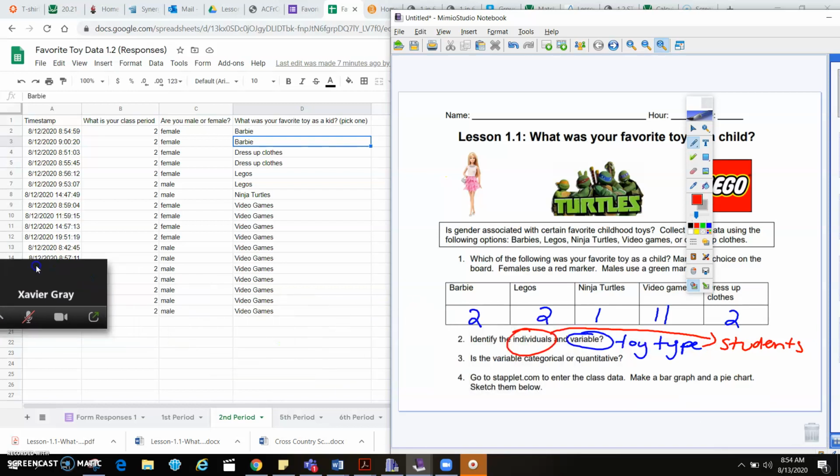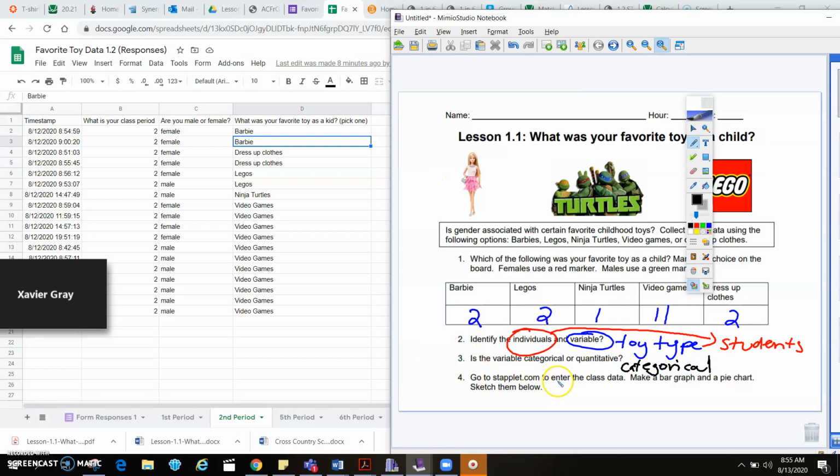Now, is the variable categorical or quantitative? Quantitative means that there's a number. Categorical means it is a type of category. So for instance, we had toy type as our variable. Is that categorical or quantitative? Is there a number assigned to it, or is it a type of something? Well, it's a toy type, so it's going to be a categorical variable.